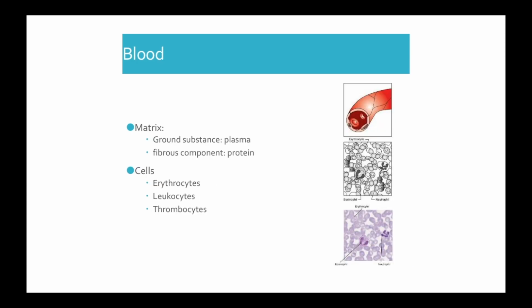Blood: the matrix has the ground substance as plasma, the fibrous component is protein, and the cells involved in blood, of course, are erythrocytes, which are red blood cells, or RBCs, leukocytes, which are white blood cells, or WBCs, and thrombocytes, which are platelets.